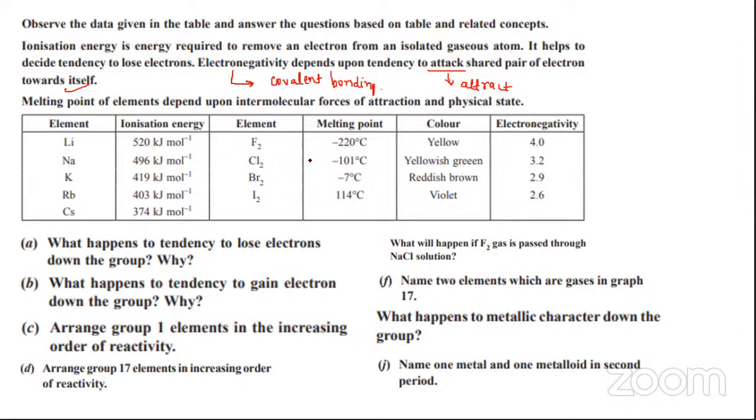Now these different properties are given for different elements. These are your group 1 elements, halogens, with different properties being given here. Based on that, you have to answer these questions, okay?